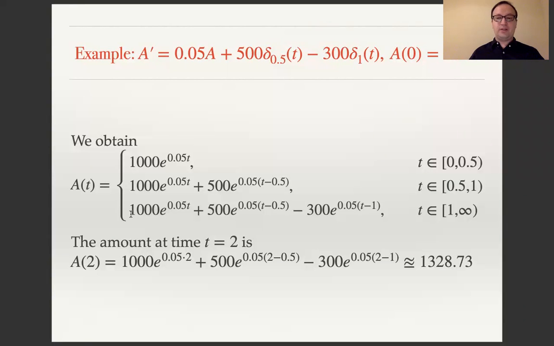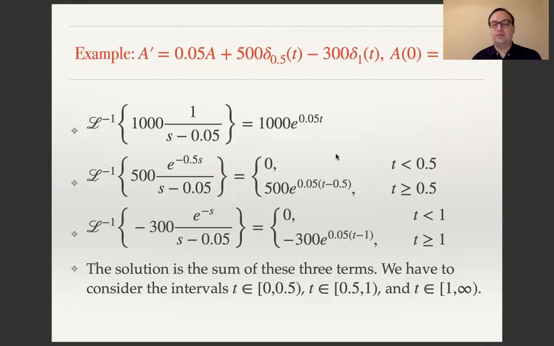Finally, on the interval between 1 and infinity, I get 1000 e to the 0.05 t plus 500 e to the 0.05 times t minus 0.5 minus 300 times e to the 0.05 times t minus 1. So in this interval, we have contributions from all three terms. Indeed, if you look at these formulas, the first term always contributes because it's always given by 1000 times e to the 0.05 t.